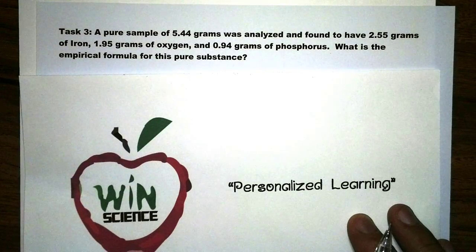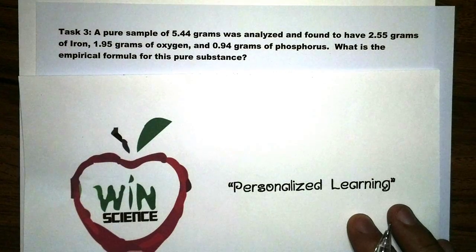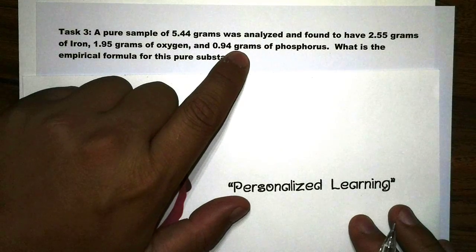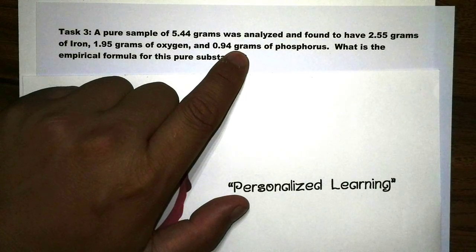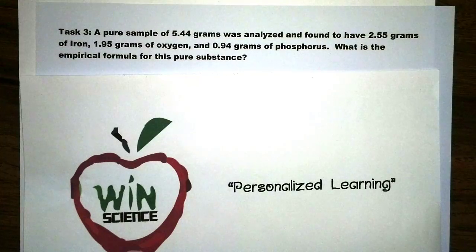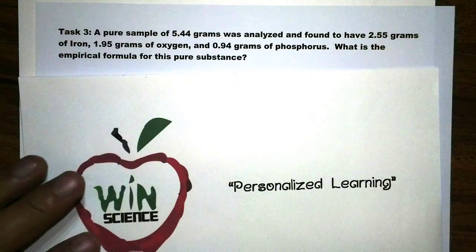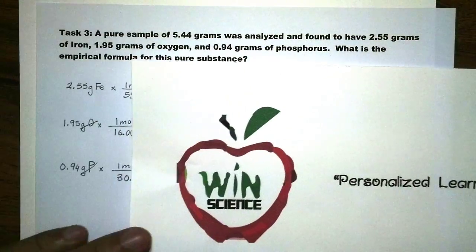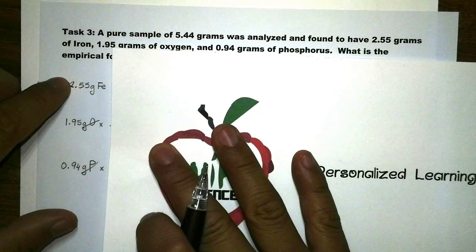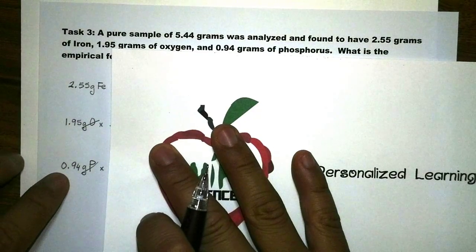First of all, we are not given percentage, but even more beautiful, we are given mass. So we don't have to assume that the sample is out of 100 because we are given mass already. So what we have to do is go straight to step 2 and convert our mass to mole. So that was pretty easy. I have this layout ready for you. I have the mass for iron, the mass for oxygen, and the mass for phosphorus.